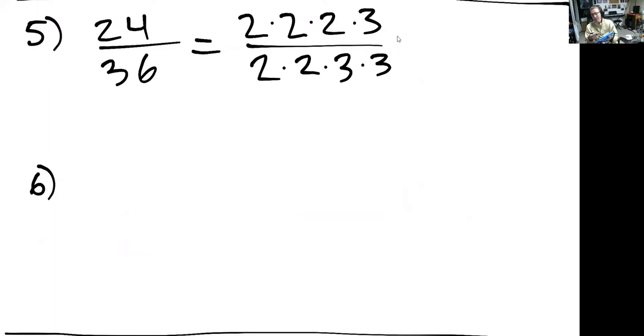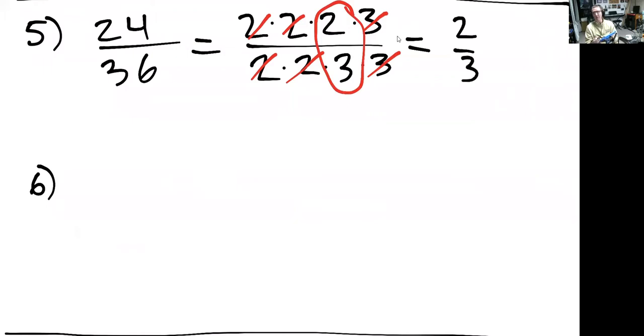Okay. Now, at this point, you were taught from a young age to look for common factors. So I see there's a 3 here and a 3 here that I'll cancel out. I see a 2 here, a 2 here, a 2 here, a 2 here. We'll cancel them out. The only things that are left are a 2 and a 3. So this is a new fraction. We call this simplifying fractions, 2/3. That's the simplest form, or the form of this fraction using the smallest integers, the integers closest to 0.